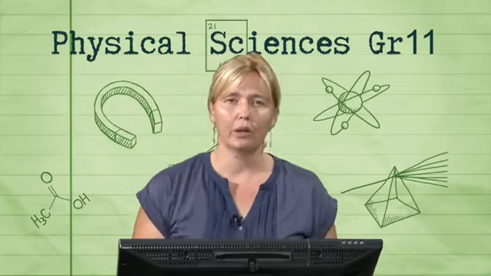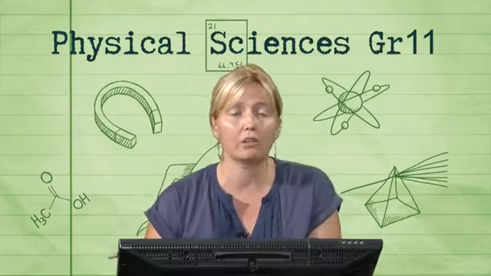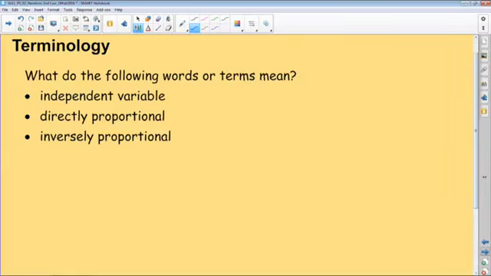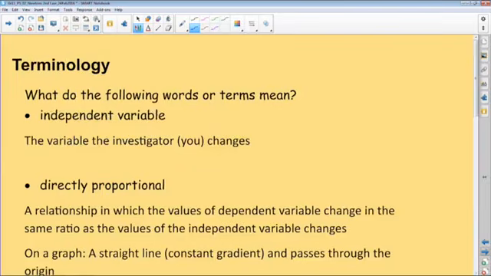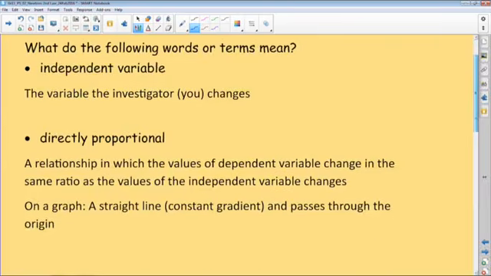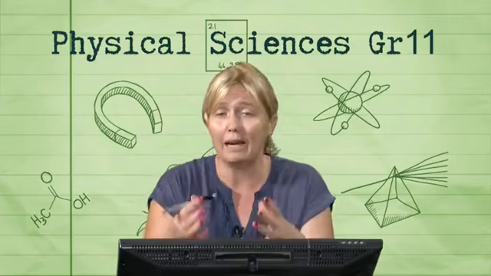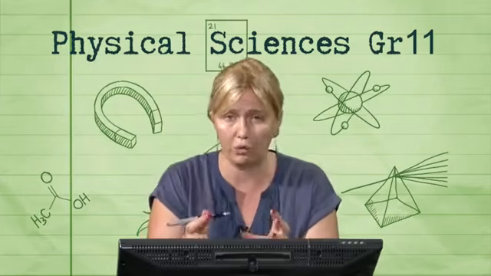Okay, everybody, so hopefully you've got an answer for me. Let's compare what you've got to what I've got on the board. So let's look. For the first piece of terminology, what does the following word or term mean? Independent variable. So I have here that the independent variable is the variable that the investigator changes. So in other words, you are doing the investigation, you make the change. Okay, so that is the independent variable. Something is going to rely on what you do, what change you make.